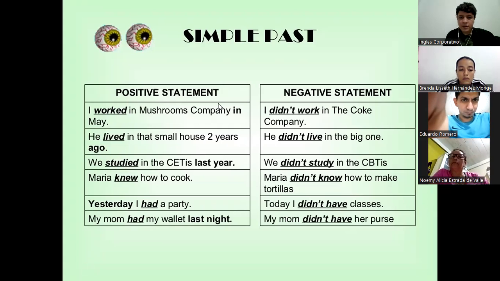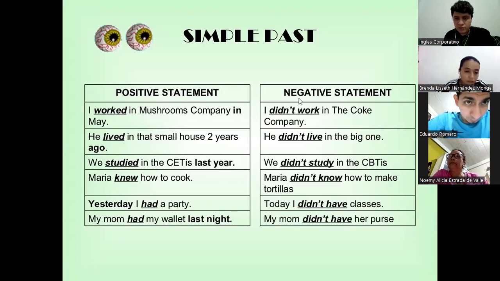Studied, okay? Ahora, chicos, forma negativa. Eso no lo hemos visto todavía. So tenemos la forma negativa. La negativa, chicos, lo vamos a hacer de esta forma. I didn't, okay? I didn't. Didn't significa no, ¿verdad? Y tenemos después el verbo que sigue en la base form, okay? I didn't work, okay? I didn't work.